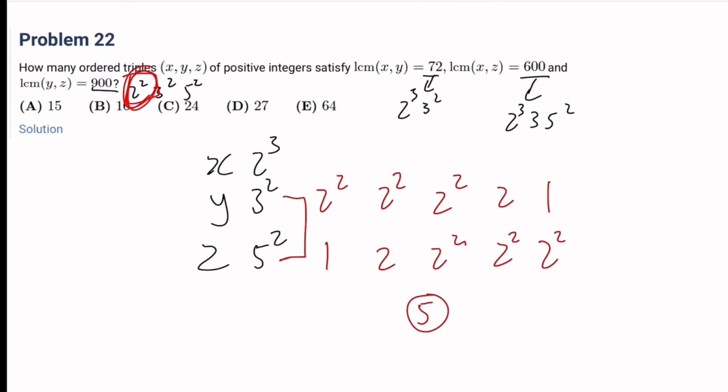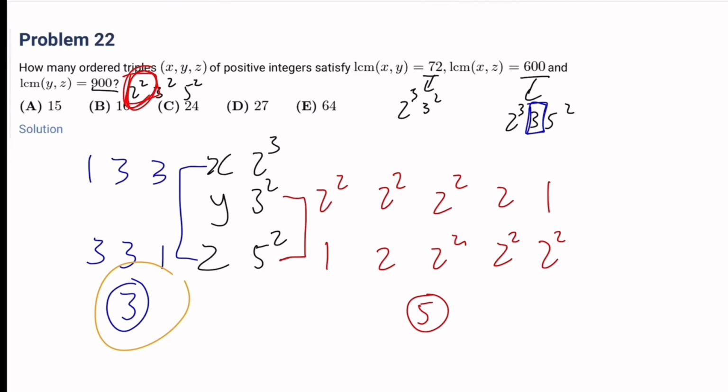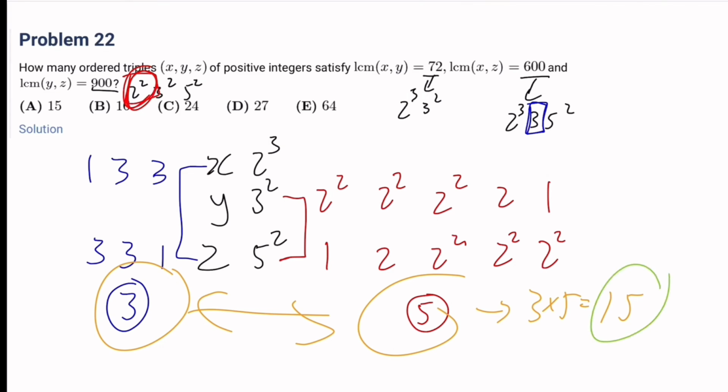And then the next one is, what do we do with this 3 over here? Because x and z, they don't have a 3. So x and z, these two will need to share, right? Either one of these two will have to have a 3. So either x can be 3 and z can be 1, or they can both be 3, or x can be 1 and z can be 3. This is 3 possibilities. So if we have 3 and 5, we multiply them together. This is going to be 3 times 5 equals 15 possibilities for everything. So that is our answer.